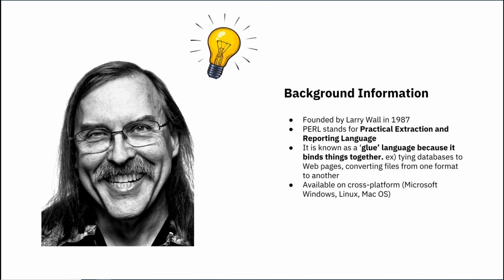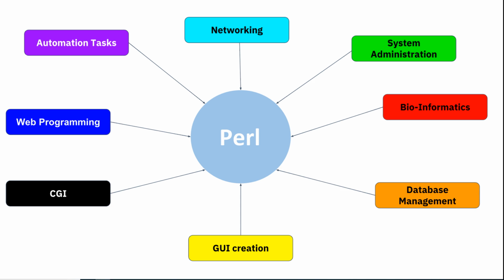Now Perl is known as a glue language because it binds things together, like tying databases to web pages, converting files from one format to another. It is available on cross-platforms like Microsoft Windows, Linux, and Mac OS. The Perl language is now used for a variety of purposes.